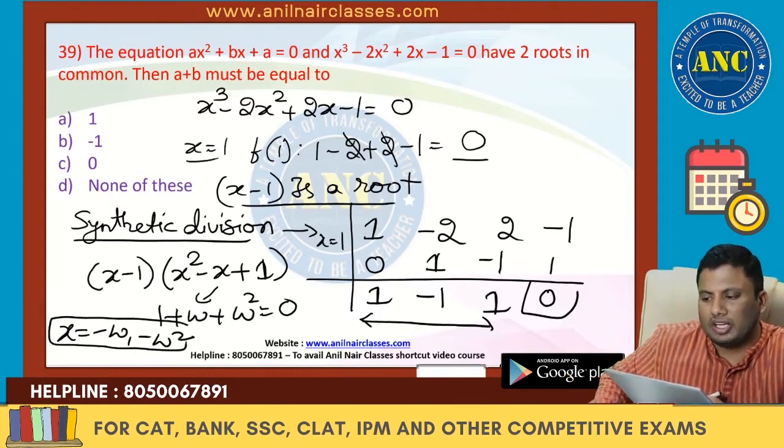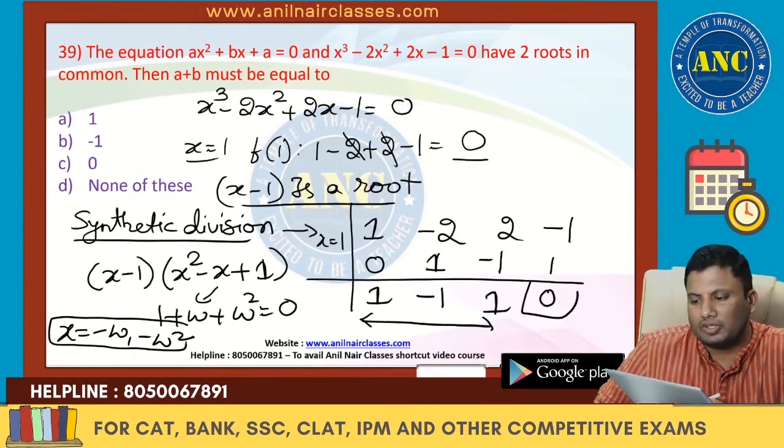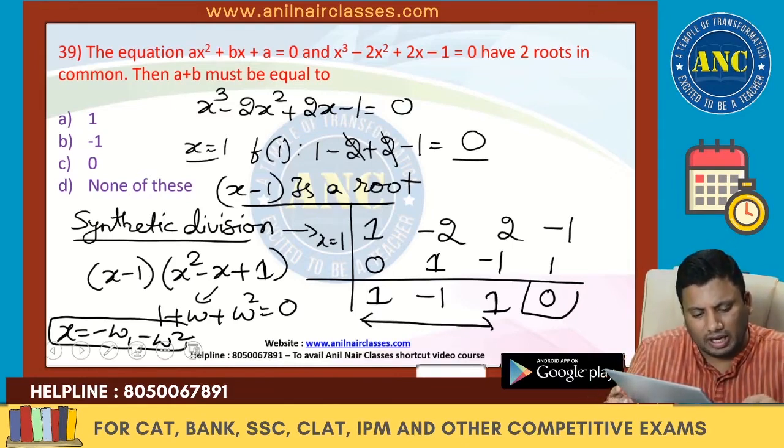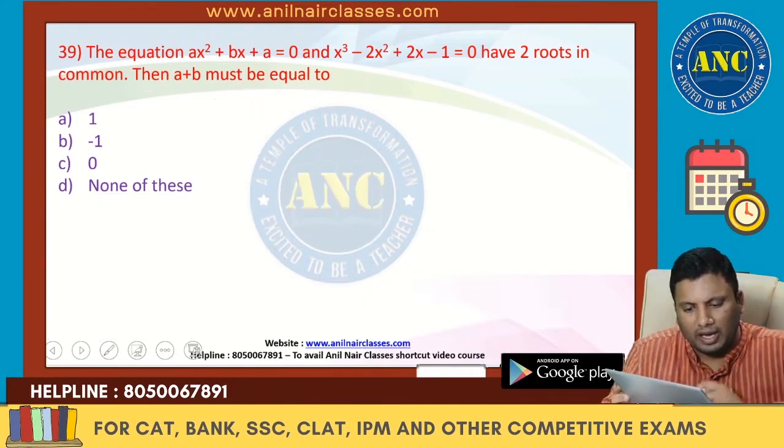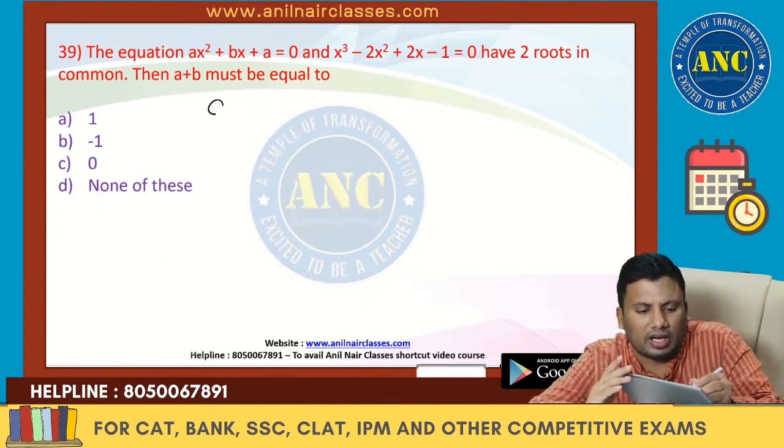Then it should satisfy the equation, right? b square less than 2ac. x cube minus 2x square plus 2x minus 1. b square 4 is less than 2ac, 2 into 1 into 2. Right? 1 minute. First we will solve the question, then I will spend some time on this question. Minus omega and minus omega square.